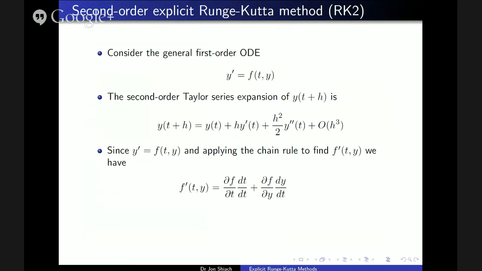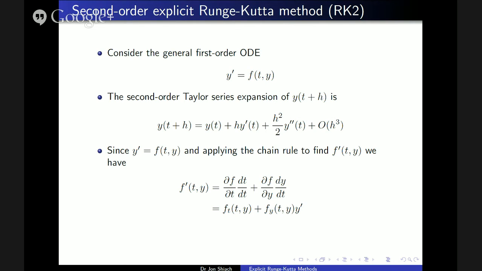So this is a chain rule: df/dt times dt/dt plus df/dy times dy/dt. Notice these are partial derivatives. dy/dt is the first derivative of y, so I could replace dy/dt with y dash.